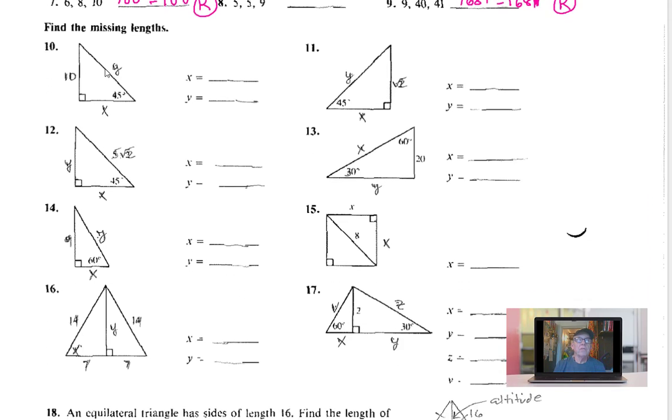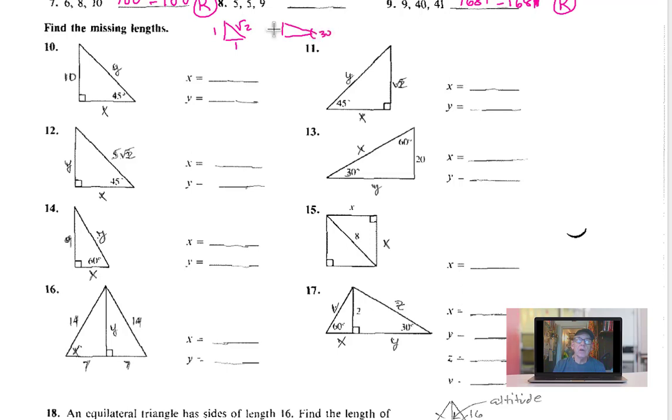Okay, let's look at number 10. Find the missing lengths. These all appear to be special triangles. Maybe this one down here is not. So let's see what we got. So we have a 45, 45, 90 triangle. Remember the ratios of side lengths in a 45, 45, 90. We have 1, 1, radical 2. And then for the 30, 60, 90s, where this is the 30, we have 1, radical 3, 2. So we're going to use these.